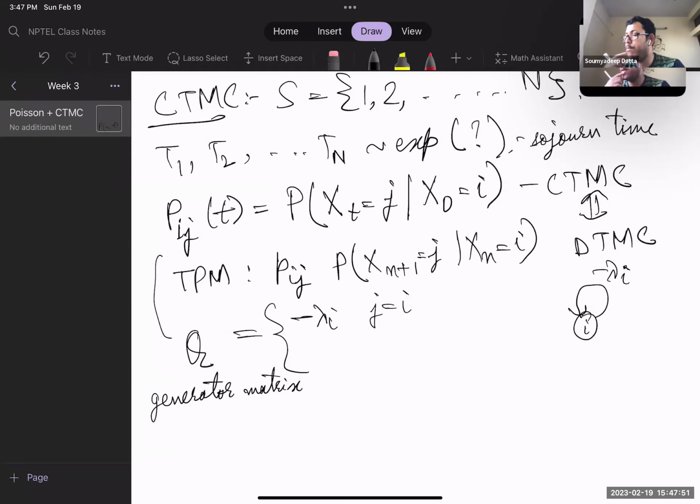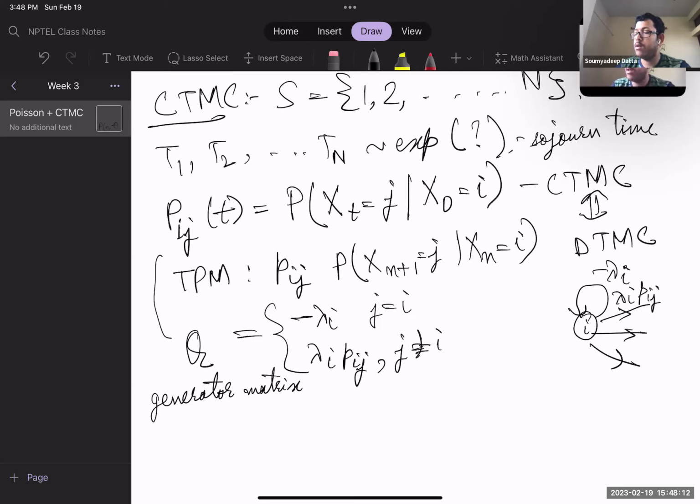Kind of, because it's a little complicated. And then into different states, the rate will be lambda i times Pij, for all j not equal to i. So the rate of arrival times the transition probability into the next state. So this will be lambda i times Pij for j not equal to i.